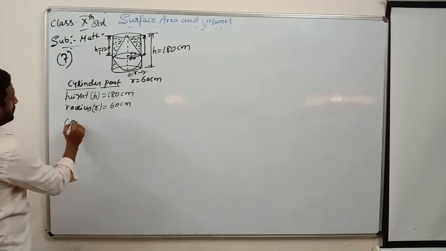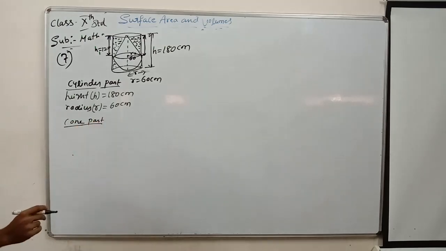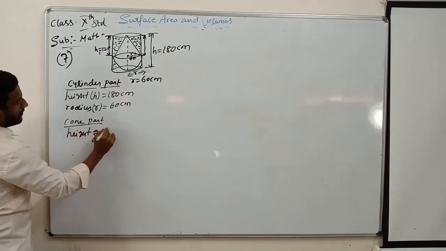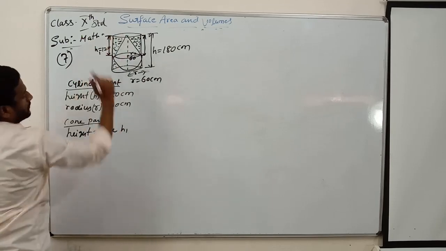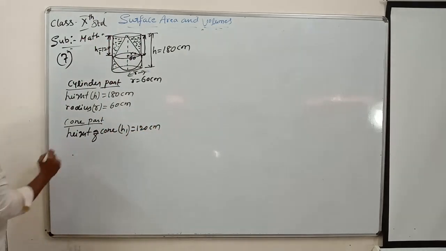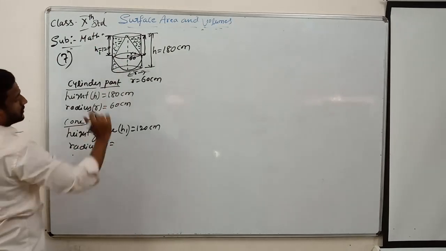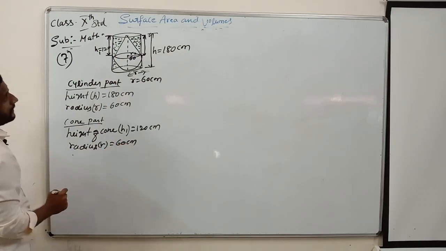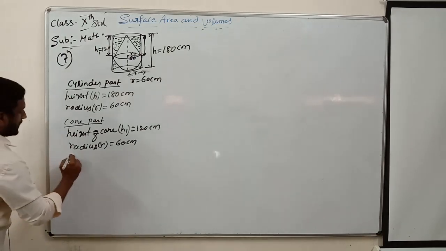Okay, this is about the cylinder part. Next, cone part. What are the details given here? Cone part, given data. Height of the cone is represented by H1, that is equal to 120 centimeter. Next, the radius is the same for every solid here, R is equal to 60 centimeter. This is about the cone part. Next, hemisphere.